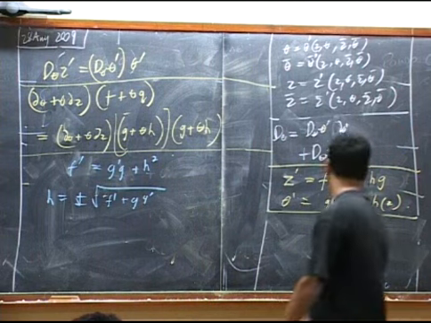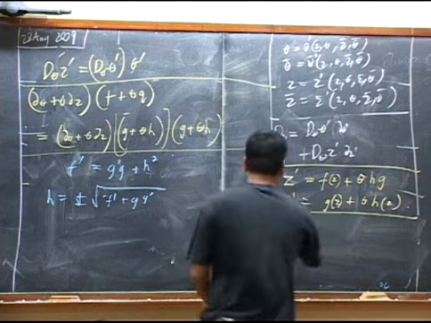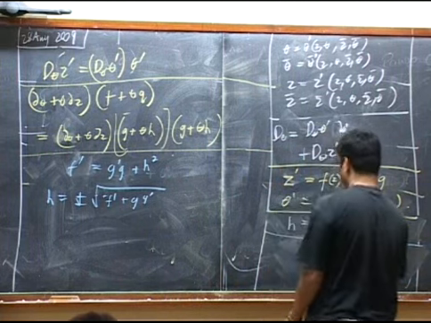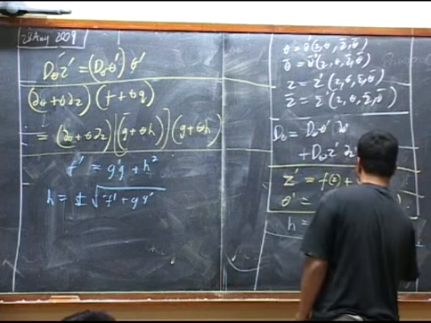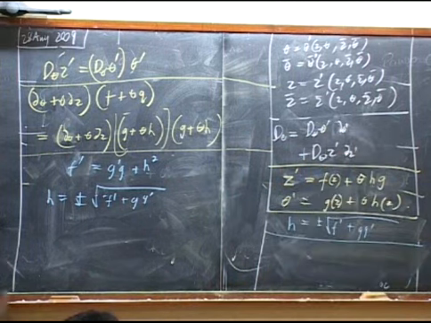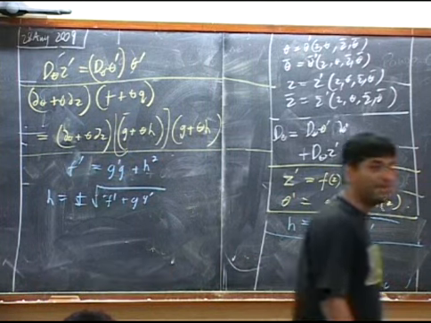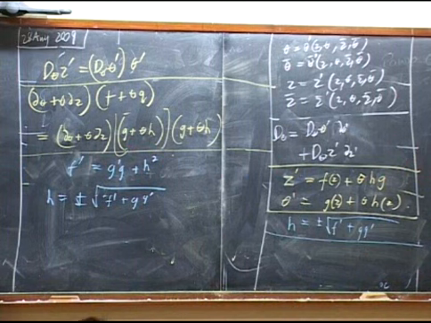Okay, so this with the condition h is equal to plus minus square root of f prime plus g prime gives you the most general superconformal formula. And it's parameterized by two analytic functions, the two analytic functions being f and g.